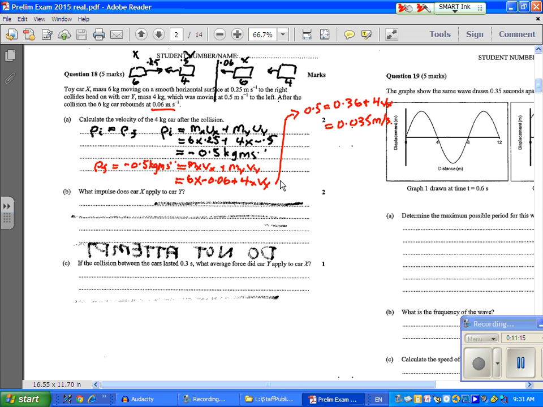Now, if you got the formulas in there and you got the wrong numbers in it, you're going to get a mark for doing that because you're showing you know the basic principles of the maths, but you can't get full marks for shoving the wrong numbers in it.